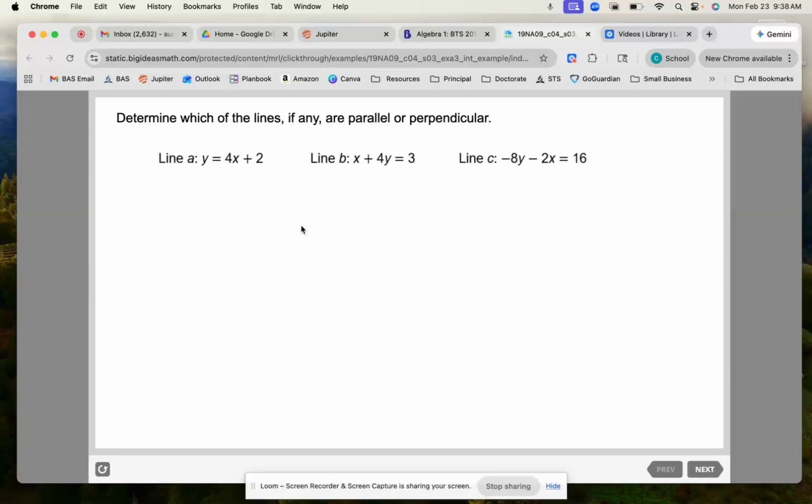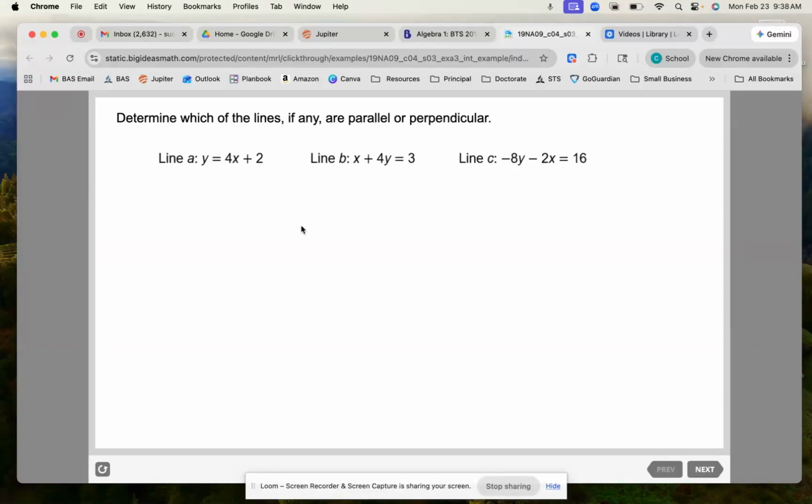All right. So, our example 3. Determine which of these lines, if any, are parallel or perpendicular. So the first thing we need to do is put them in what form? Y equals mx plus b. Is this first one in y equals mx plus b? Yes. Excellent. So let's just deal with line B.